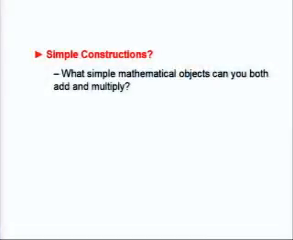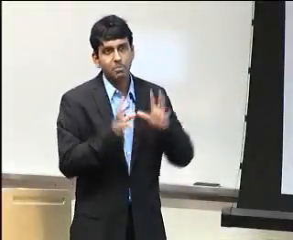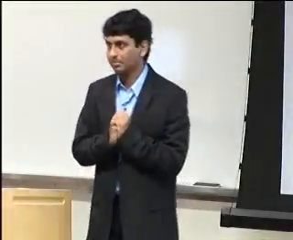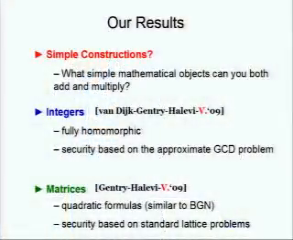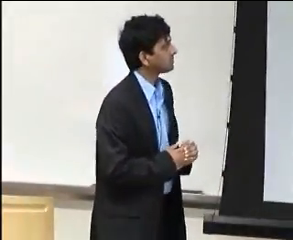So in other words, the question we want to ask is, what simple mathematical objects can you both add and multiply, that both permit addition and multiplication? So what we show is the construction of a fully homomorphic encryption scheme based on integers. Namely, the basic operations in this scheme are just addition and multiplication, plain addition and multiplication of integers. No ideals, no polynomial rings, just simple operations.